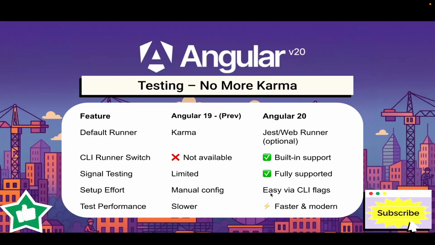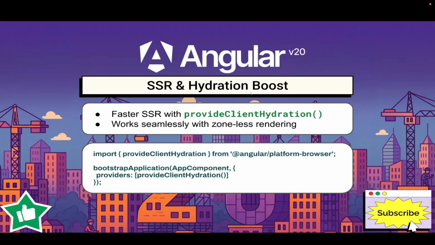But now it is a CLI flag. In the CLI you can run ng test, then specify Jest, and it will work with Jest only. Earlier, in the Angular 19 version, unit testing was a little slower, but now it is faster and a more modern approach as well. In the future we'll create a separate video for unit testing using Jest, and we'll also compare both scenarios.